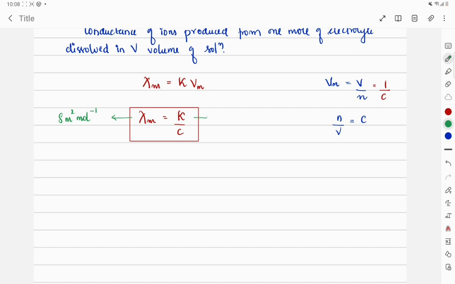For kappa it is Siemens meter inverse. And for concentration in SI unit it is mole per meter cube. You do not write mole per liter because liter is dm cube and dm is not an SI unit. So concentration is in mole meter raised to minus 3. If any of these values change, you will have to convert to these units and only then can you apply this equation. But in most questions, kappa will be given in Siemens centimeter square mole inverse.